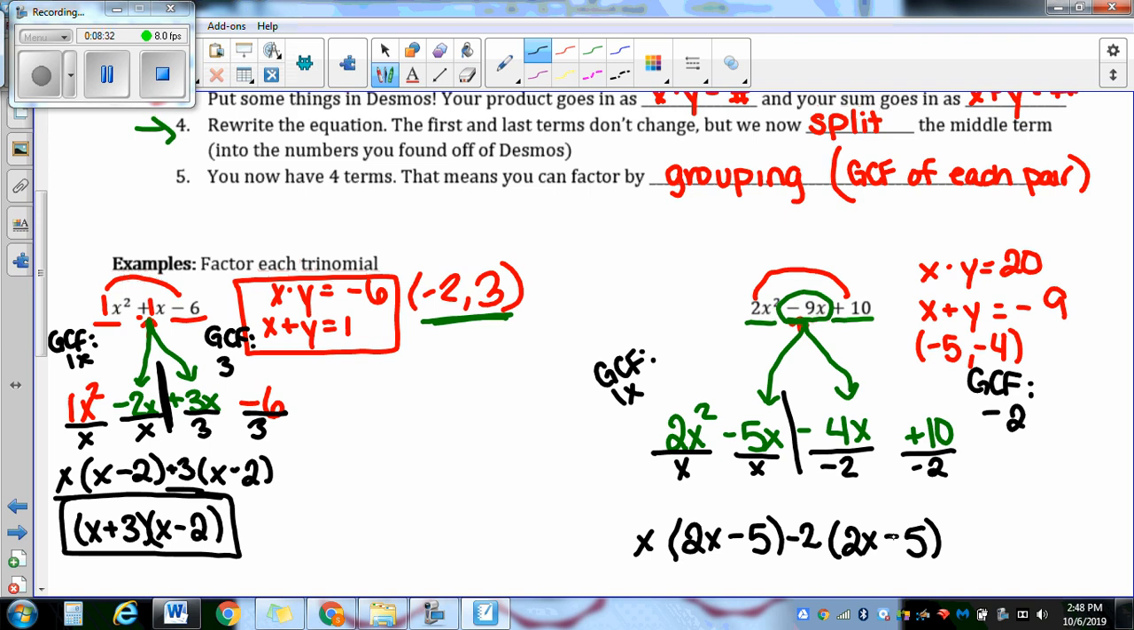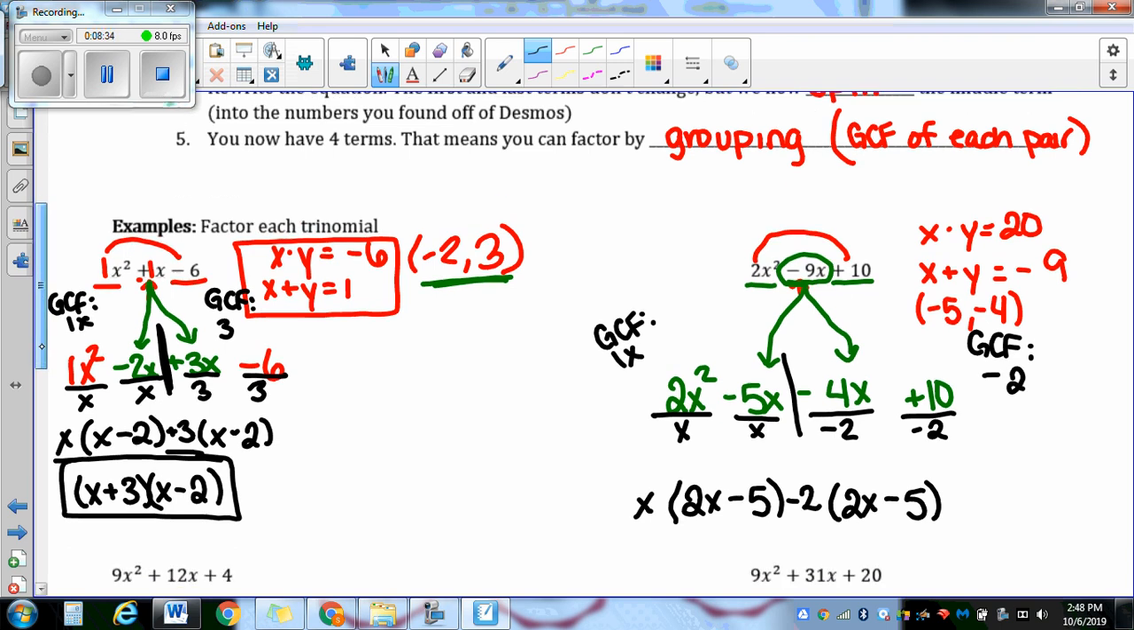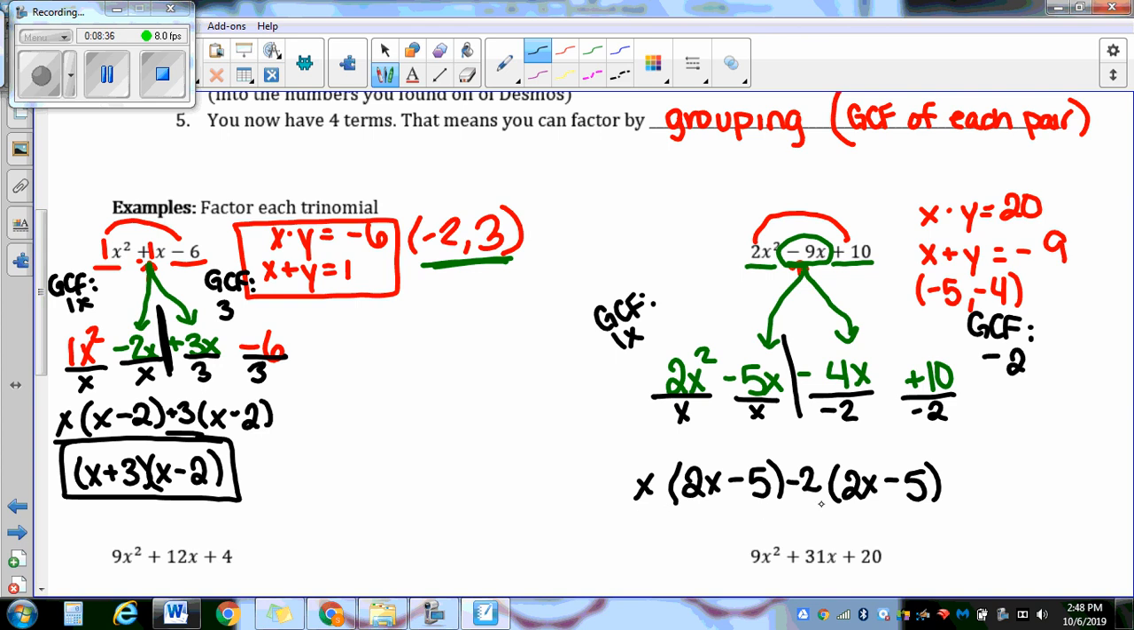Double check that your parentheses match. If your parentheses don't match, something has gone wrong. My GCFs go into one parenthesis, and my matching answer goes into the second. And that's it. Once you get into the groove of these, they start going really quickly because Desmos does the bulk of the work for you.